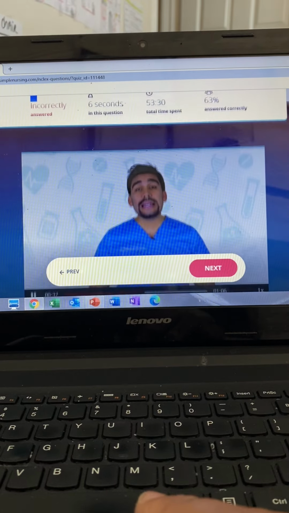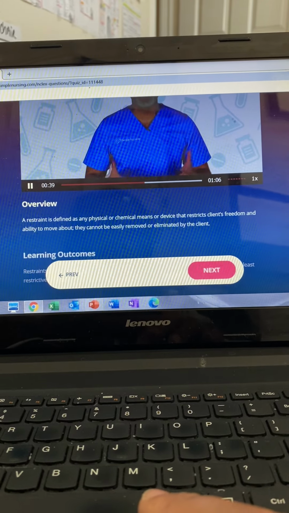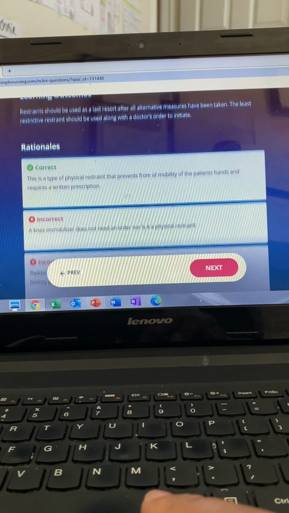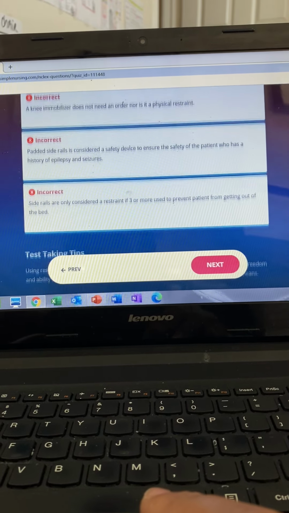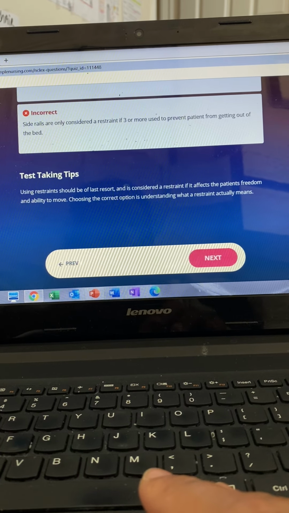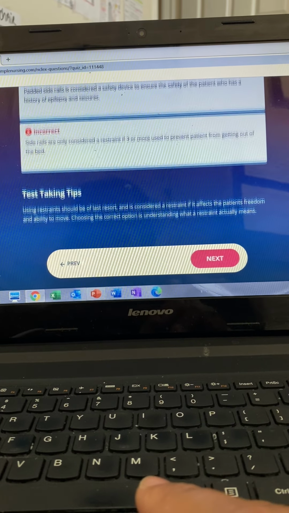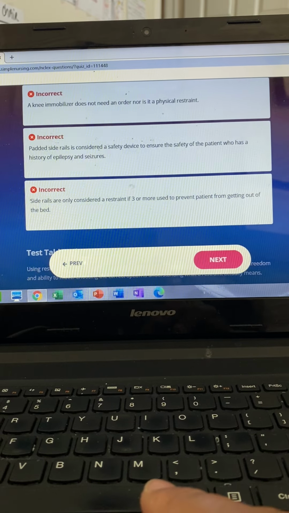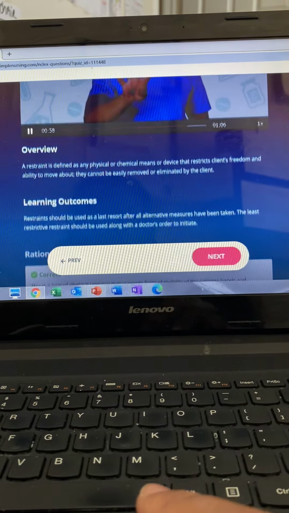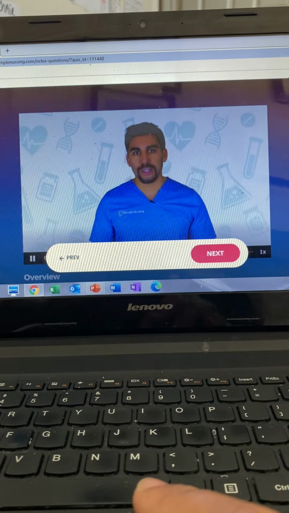So option 2, a knee immobilizer is supposed to immobilize the knee, so it's not a restraint. Option 3, padded side rails for a patient with a seizure. Guys, that's okay. Only if the question stated 4 side rails up, that's considered a restraint. So option number 4, 2 side rails up, that's fine. Remember, 4 side rails up is the restraint here.